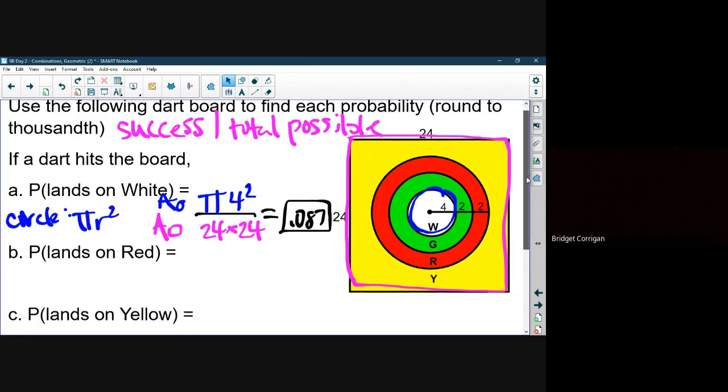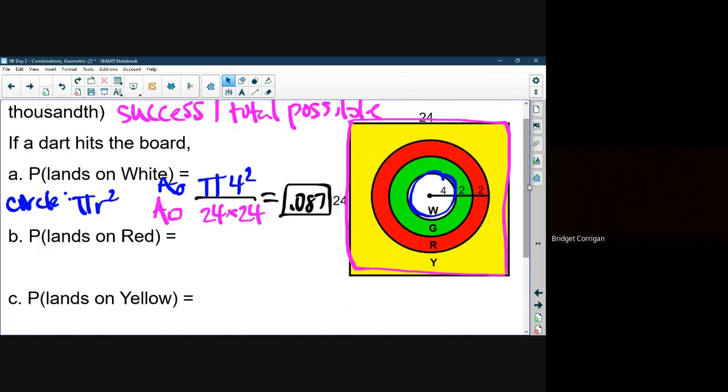The next two get a little bit more complicated. The probability it lands on red. Okay, so let's just erase this little part here. So the probability it lands on red. Again, it's out of the entire dartboard. Okay, so again, the area of that whole dartboard is 24 by 24.